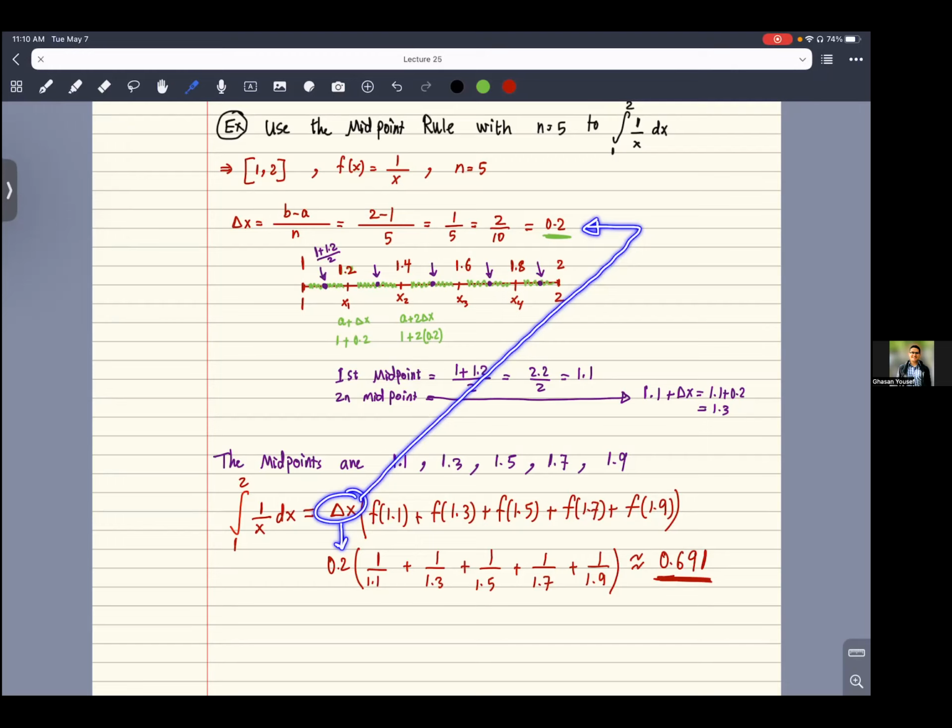Is 0.691 the approximate area, correct, Freddy? I can't simply say the area, I can say it's the net area, because if it's negative, like I explained before, the net area means the area above the x-axis minus the area below the x-axis. It's the approximate net area, Freddy. It's not exact, it's approximate. Okay, any question?